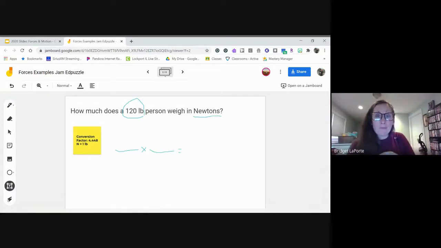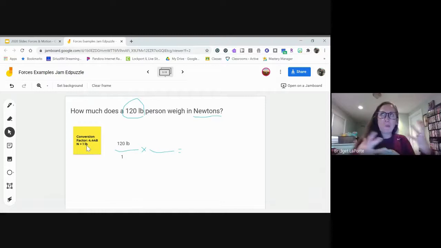Remembering from last semester, our rules of DA say that we put our starting amount, our 120 pounds, with the unit on the top, and we set that up as a fraction over 1. And remember that 1 typically is not going to have any type of unit. It's just allowing us to put our starting amount of 120 pounds into a fraction form. Then we're going to use our conversion factor over here, which is telling us 4.448 newtons is equal to 1 pound. And remember, that's like 1 dozen equals 12 donuts. We're using a conversion factor to move between units.